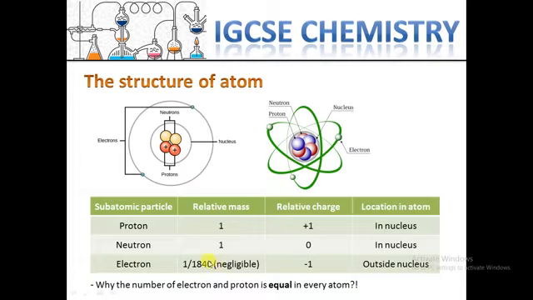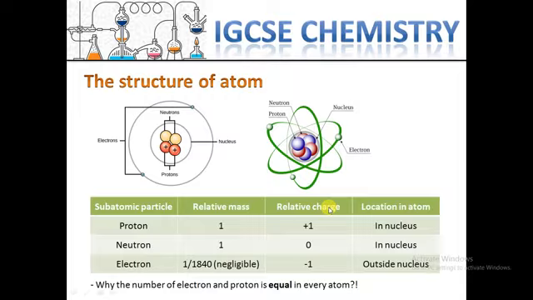So the mass of the electron is not considered, and usually we consider it as 0. This is about the mass. So the mass of the atom relies on the proton and neutron.